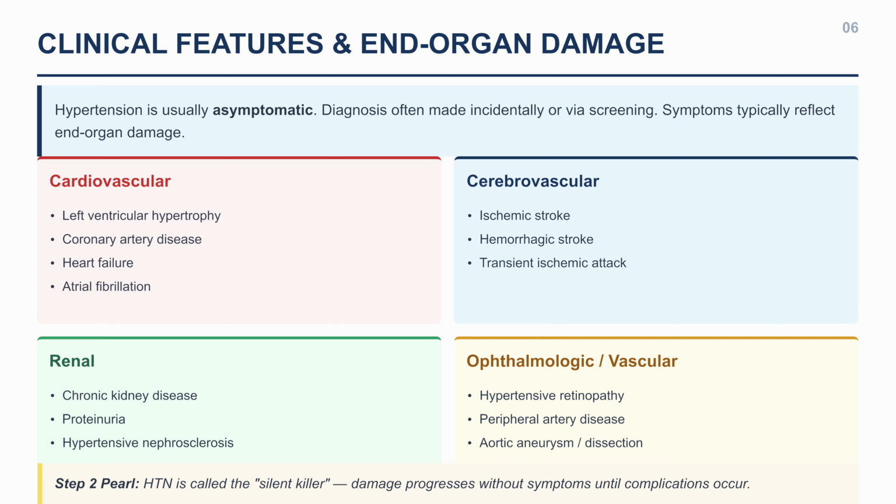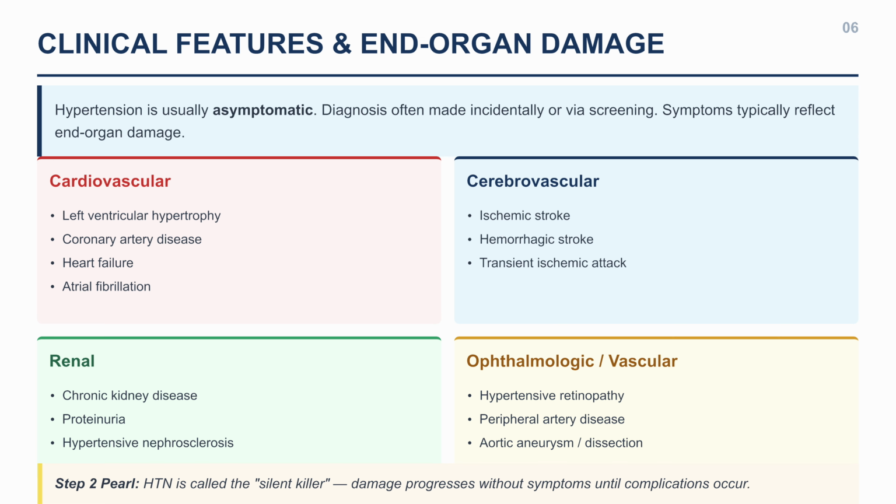Cardiovascular damage includes left ventricular hypertrophy, coronary artery disease, heart failure, and atrial fibrillation. Cerebrovascular damage includes ischemic stroke, hemorrhagic stroke, and transient ischemic attacks. Renal damage includes chronic kidney disease, proteinuria, and hypertensive nephrosclerosis. Ophthalmologic and vascular damage includes hypertensive retinopathy, peripheral artery disease, and aortic aneurysm or dissection.